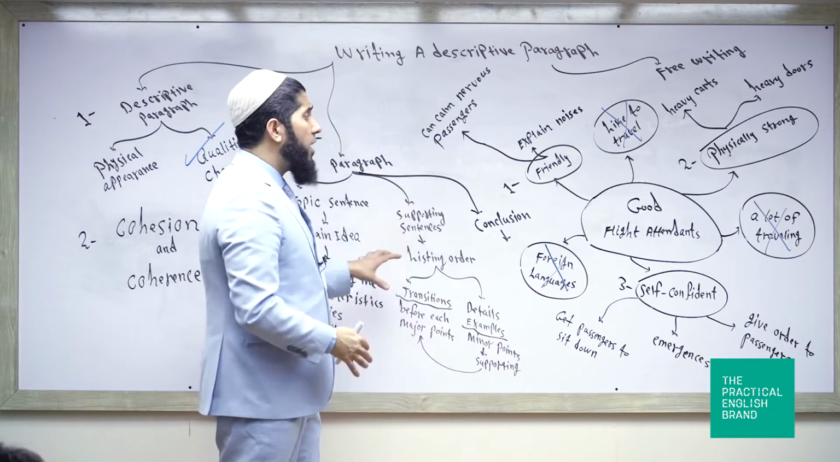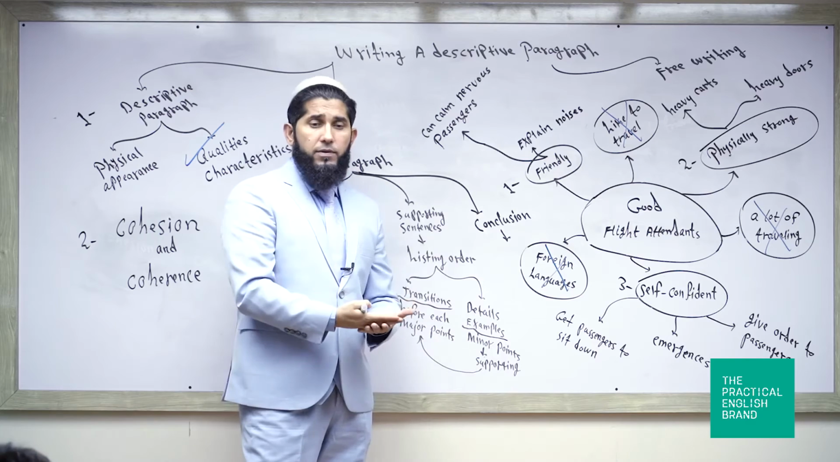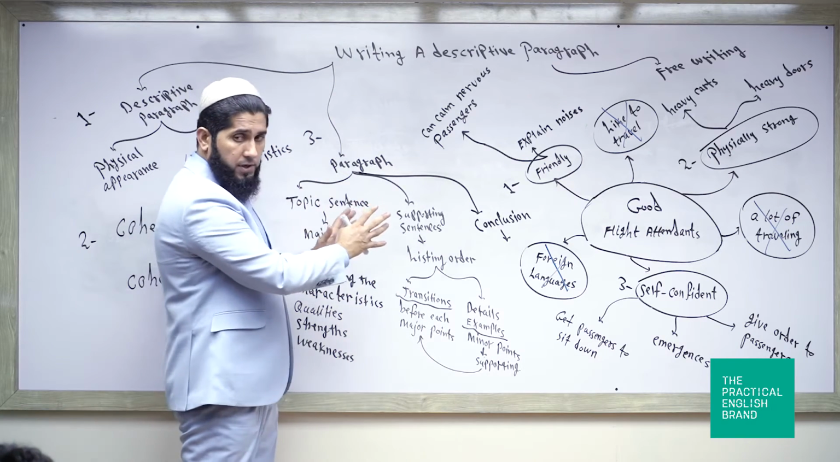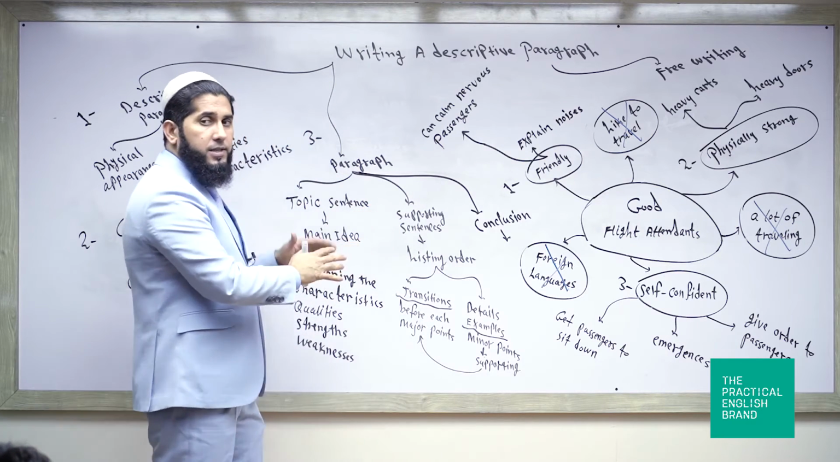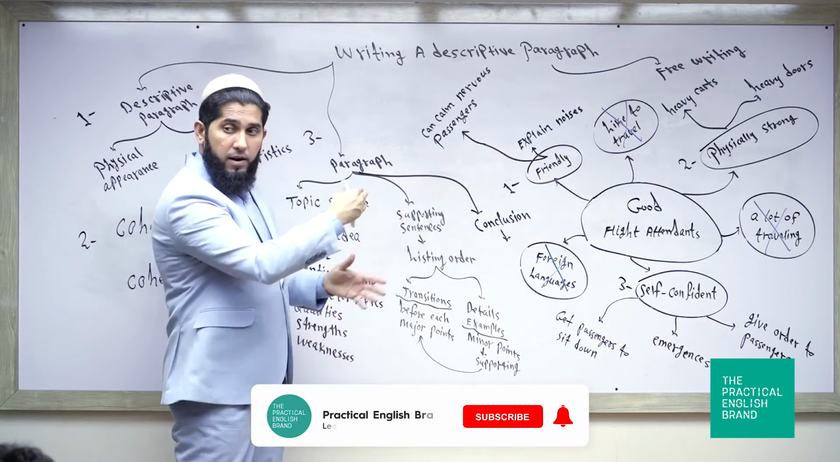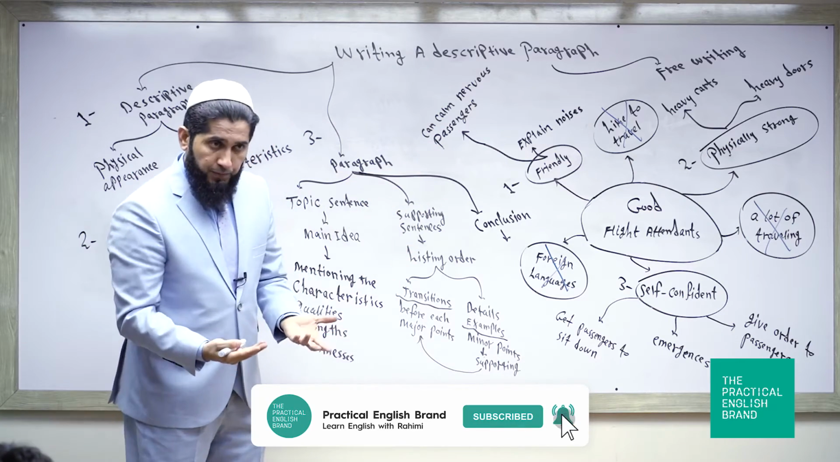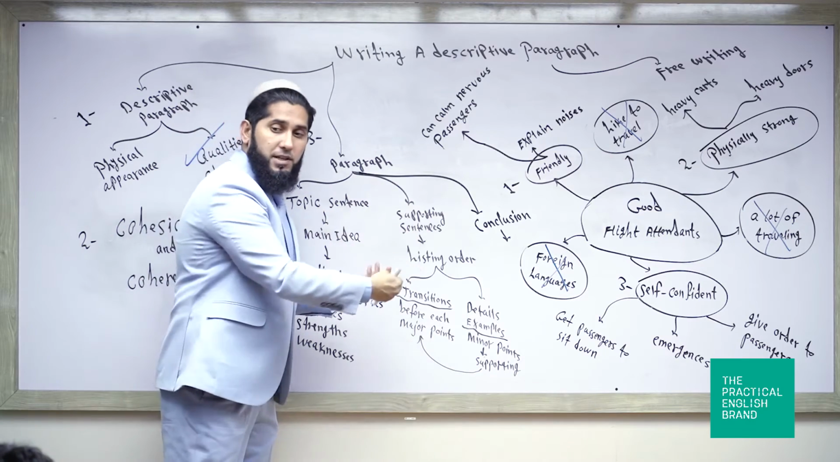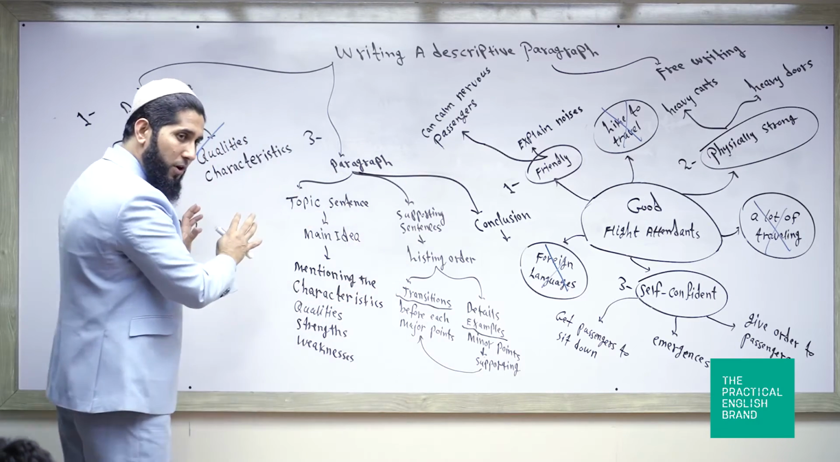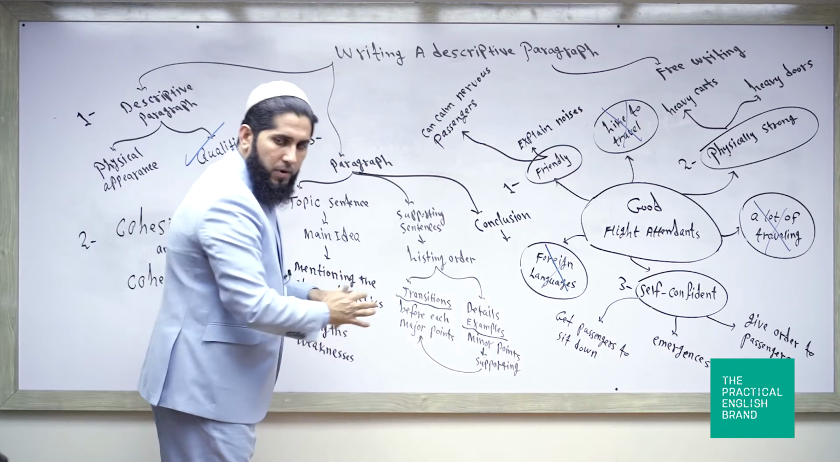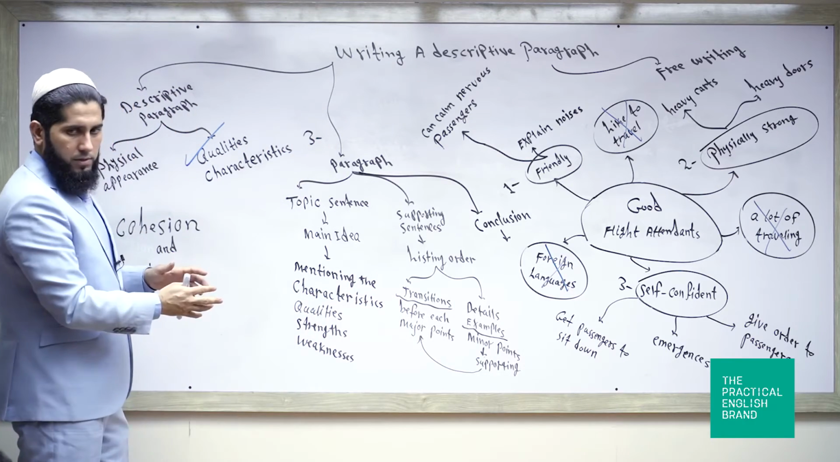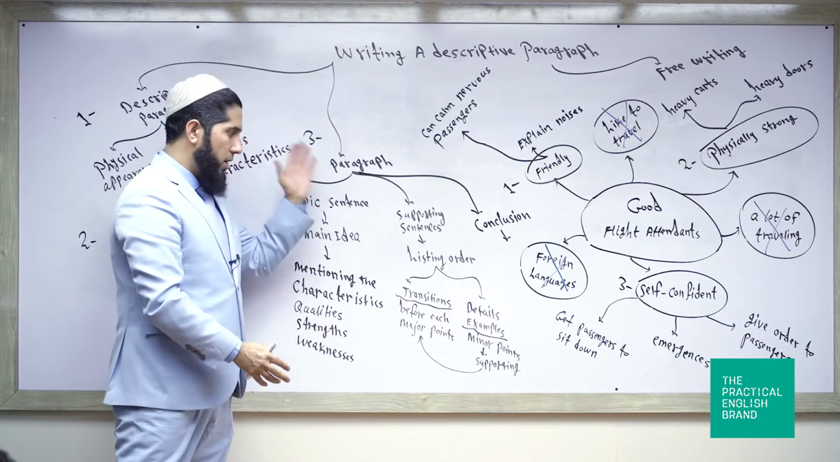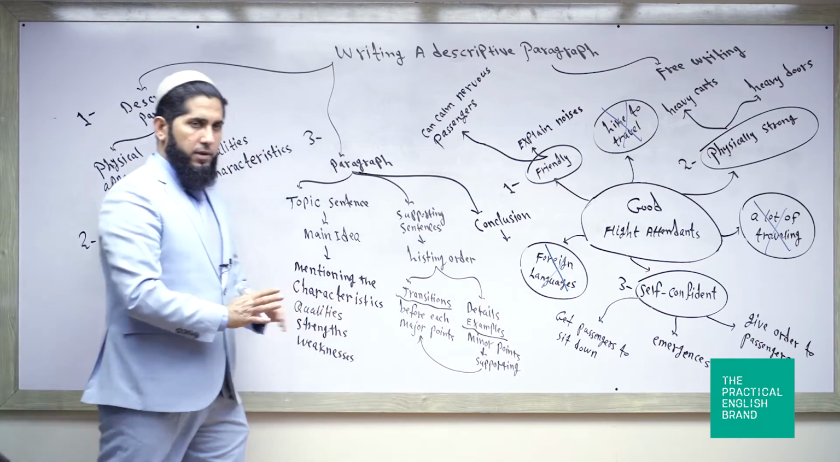Now we will see how we can do this in a paragraph. I'm going to write the paragraph over here, okay? And I'll explain all of these points in the paragraph practically. So you can see all of these points are implemented in the paragraph. There's cohesion, there's coherence, okay? There's listing order, there's main idea, there's conclusion, and everything.